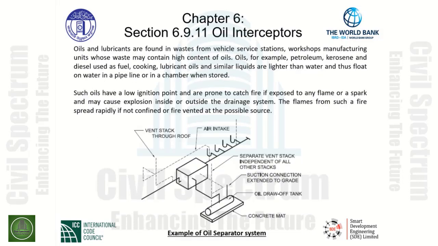Oil interceptors are required by Section 6.9.11. They are required when we have oils and lubricants that are found in waste from vehicle service stations, workshops, manufacturing units, whose waste may contain high content of oils. Oils, for example, petroleum, kerosene, and diesel used as fuel, cooking, lubricant oils, and similar liquids are lighter than water and thus float on water in a pipeline or chamber when stored.